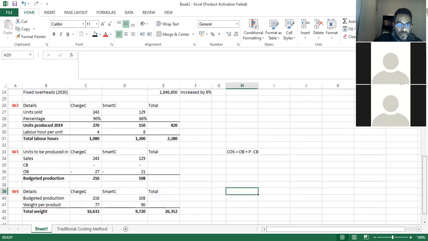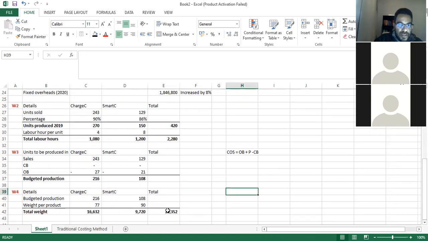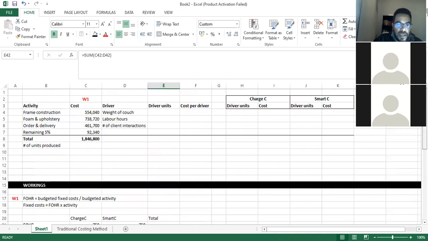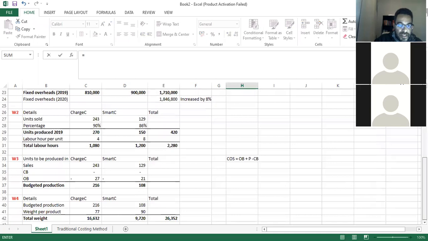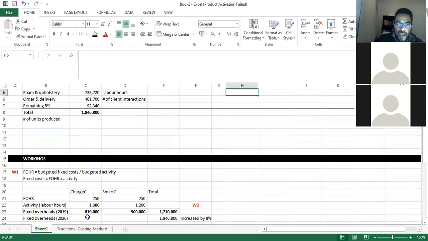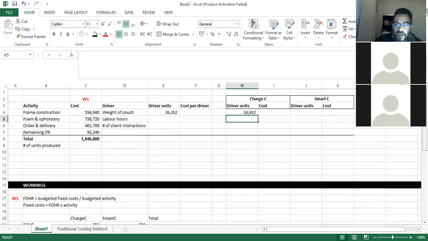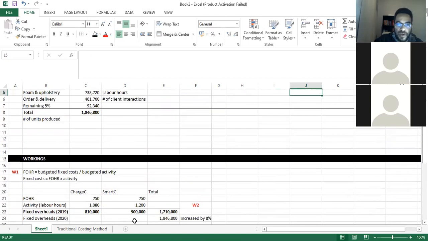So now we can go and plug that in. What is this? It is E42. So if I go over here to my actual driver units, it's equal to E42. Immediately, just go plug in over there. Charge C accounts for 16,000 and Smart C accounts for the other. Whatever this is, what is that? Smart C accounts for 9,000. So just make sure you one time go plug it in.